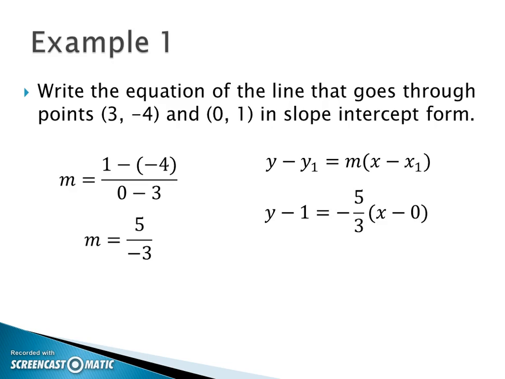Now we're going to distribute the negative 5/3, so it becomes negative 5/3 x plus 0, so we can just drop the plus 0 and it's just negative 5/3 x. To get y by itself, we're going to add 1 to both sides. We get y equals negative 5/3 x plus 1, and we now have it in slope-intercept form.